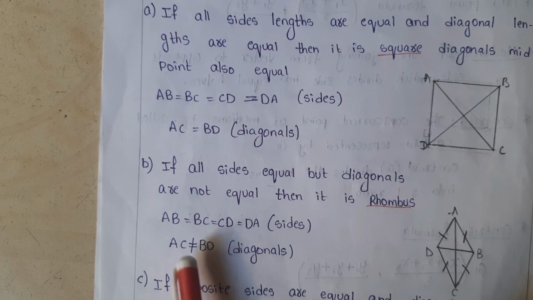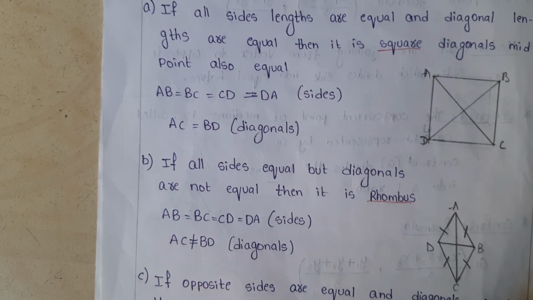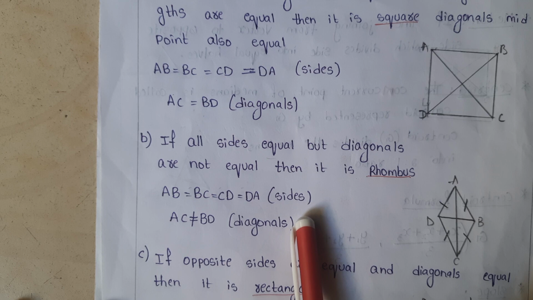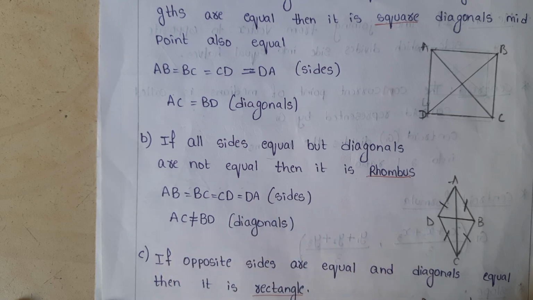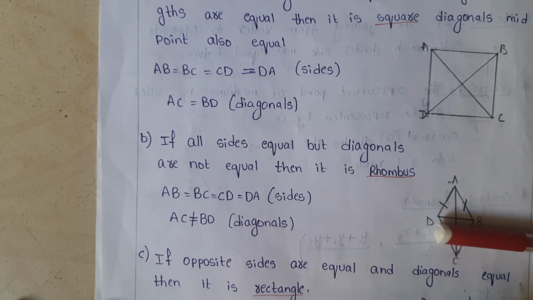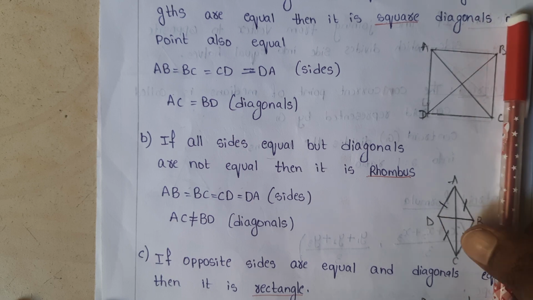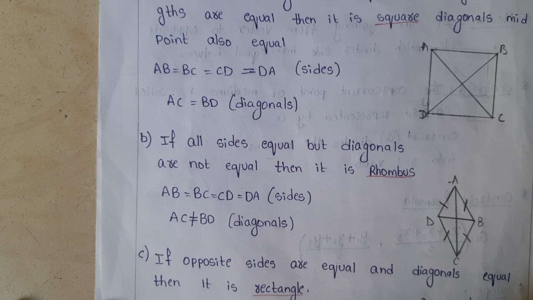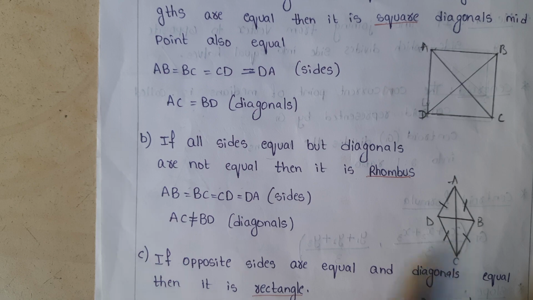Then it is a rhombus. AB is equal to BC is equal to CD is equal to DA. All sides are equal but diagonals are unequal. One is a shorter length, another one is a longer one. Based on this, sums are there. Area of rhombus will be given by half D1 D2. D1 D2 means the first diagonal. This is one diagonal, say D1. This is another diagonal D2. So with half D1 D2, you can find the area of the rhombus easily.